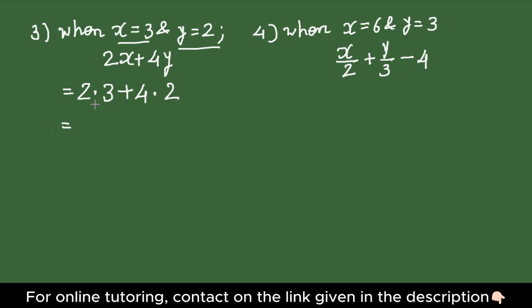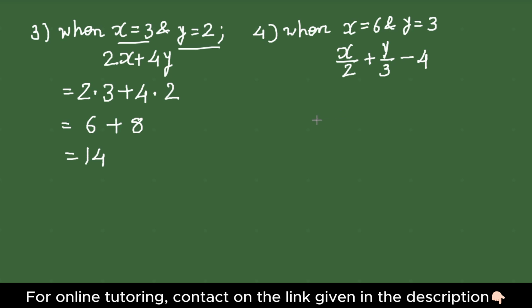Now 2 times 3 is 6 and 4 times 2 is 8. So 6 plus 8 is 14. So the value of this expression 2x plus 4y is 14.